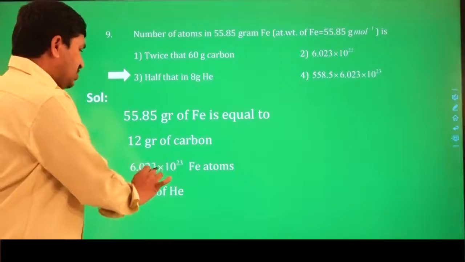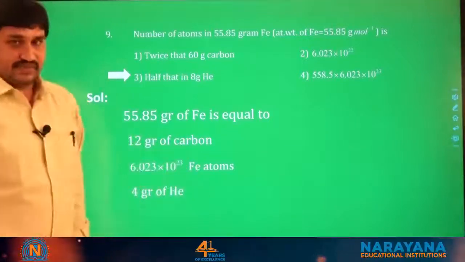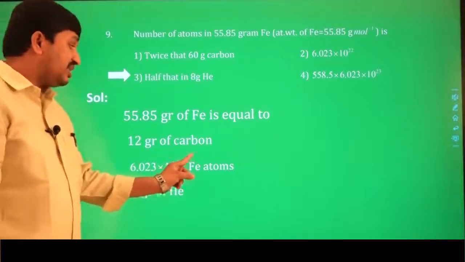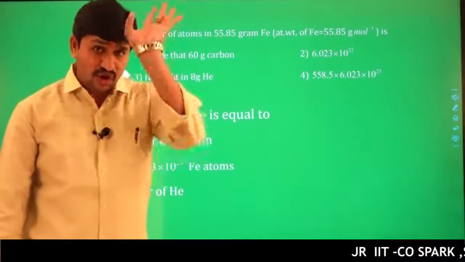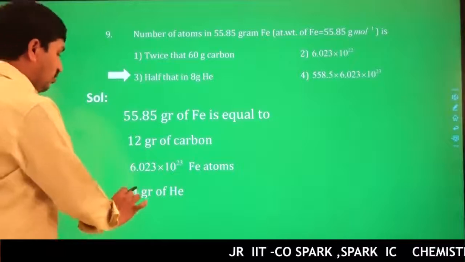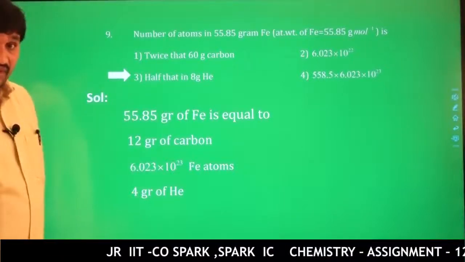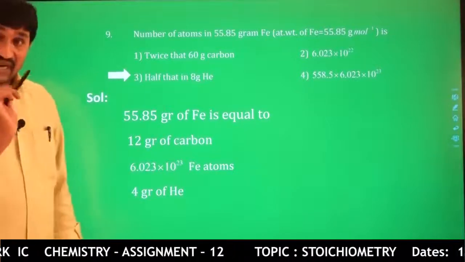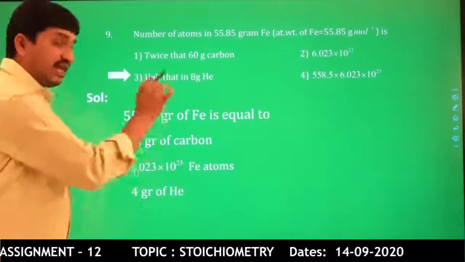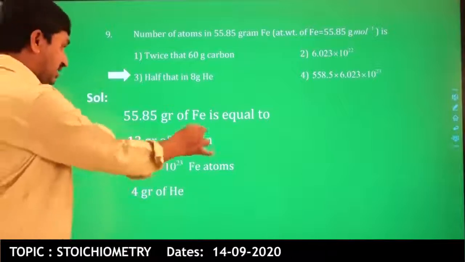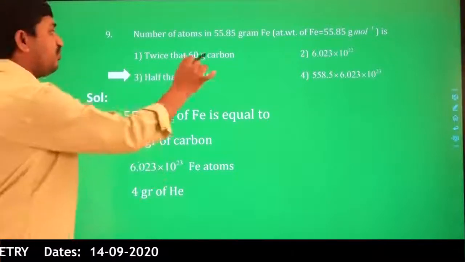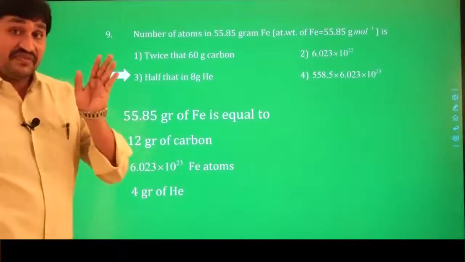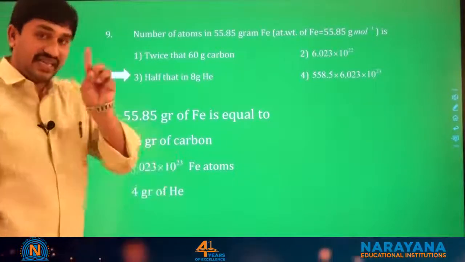Next, 6.023 into 10 power 23 iron atoms. Under STP condition 6.023 into 10 power 23 iron atoms is taken as 1 mole. Got it? That is also 4 grams of helium, because the atomic number of helium is 2 and the gram molecular weight is 4. That is why under STP condition 4 grams of helium is also taken as 1 mole. So, of the 4 statements related to the 4 options, the correct one is the third one: that in 8 grams of helium. 8 grams of helium, I mean 4 grams of helium, is taken as 1 mole.